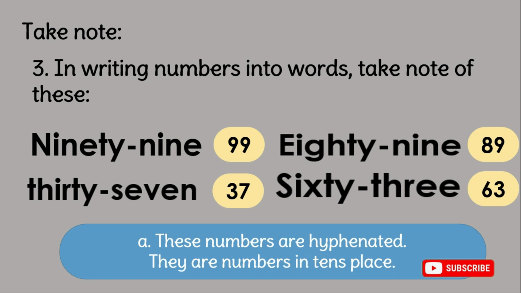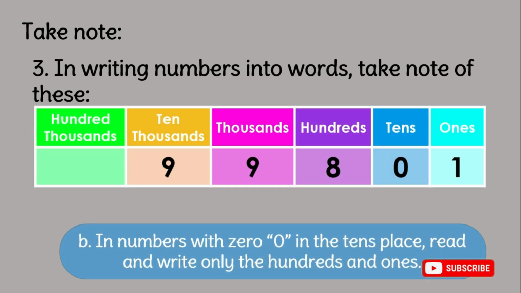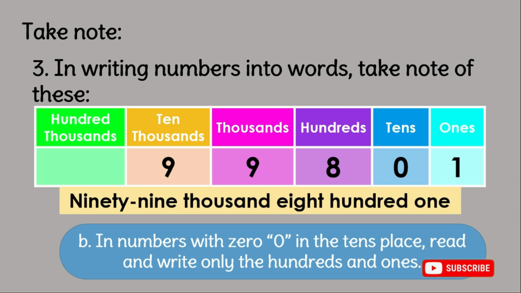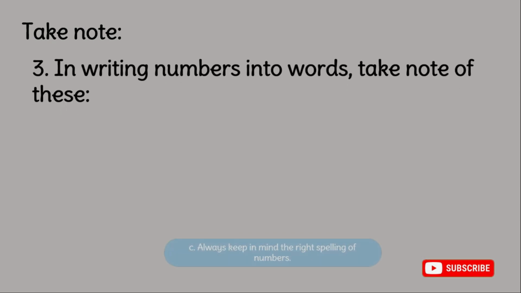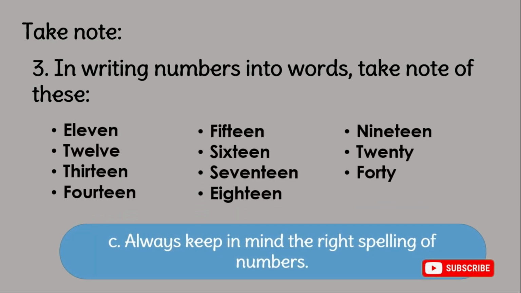In writing numbers into words, take note of these. These numbers are hyphenated. They are numbers in the tens place. In writing numbers into words, take note of this. In numbers with 0 in the tens place, read and write only the hundreds and ones, just like 99,801. Next, always keep in mind the right spelling of numbers. Of course, right spelling is a must.